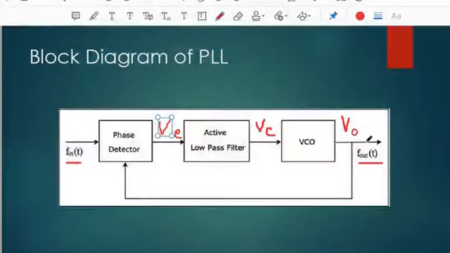Next is the capture state. When input is given, the VCO output is compared with the input signal and an error is produced, and it is passed through the low pass filter. The VCO will now generate an output signal corresponding to the error signal, and the frequency is shifted towards F in. This will go on happening, and this state is called the capture state. Next is phase lock. When the output frequency is equal to the input frequency, we say that it is phase locked.